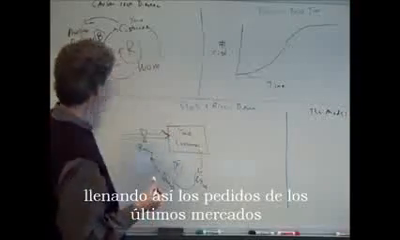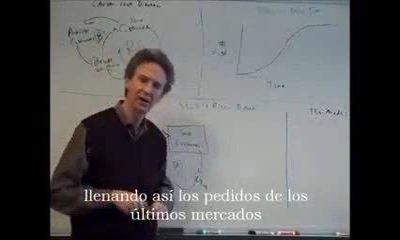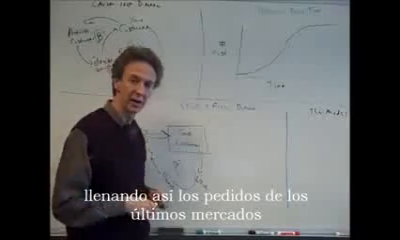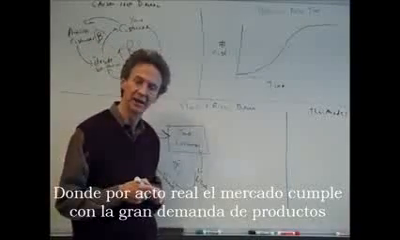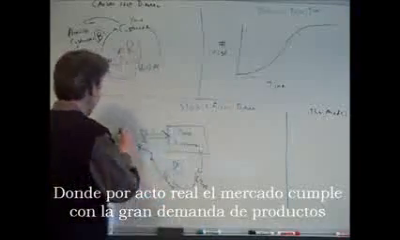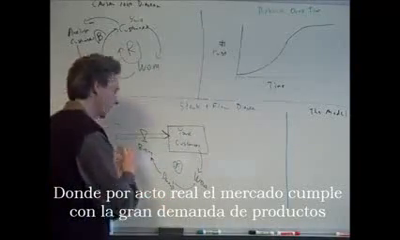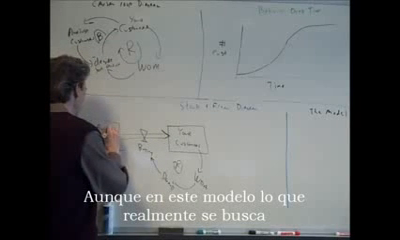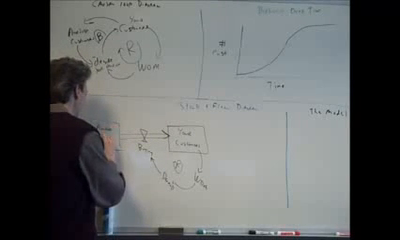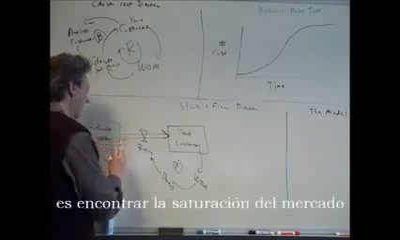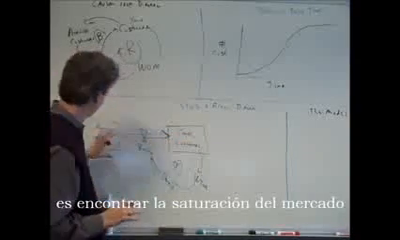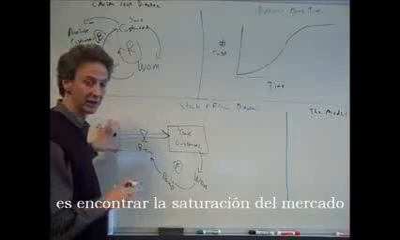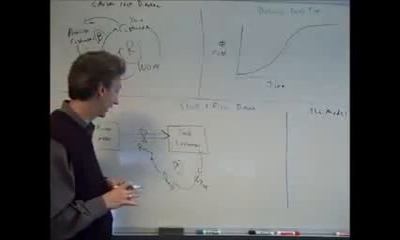Okay, now let's talk about this other loop. Where are these customers coming from? They're coming from another stock, which we'll call available market. It's basically the stock of your non-customers. As more people buy, this is an outflow from this stock. There's less and less available market. So that's the way we're going to model this.